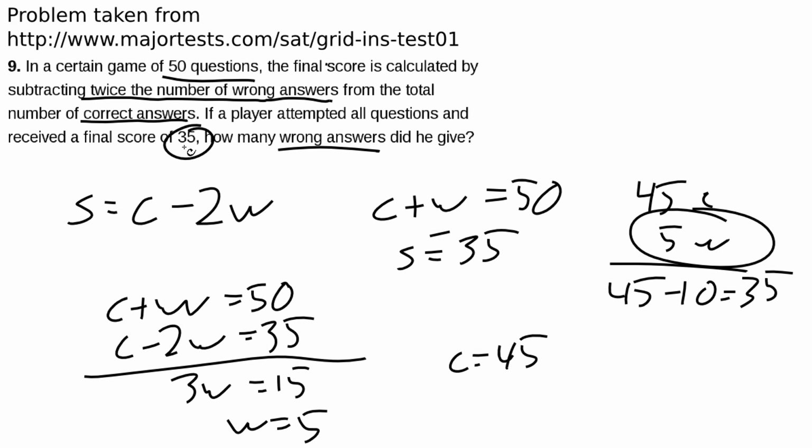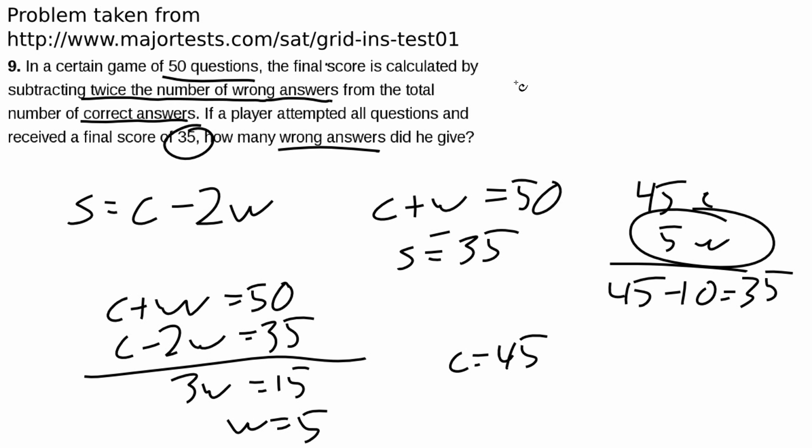Obviously he got some answers wrong. Well, he had to answer at least 35 right to get a score of 35, and he got some wrong. I might have said, well, how about if he got, maybe he got 40 right and 10 wrong? Well, then his score would have been 20. So how about if he got 45 right and 5 wrong?